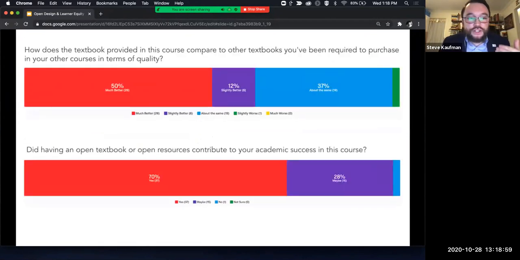So you can see that just through aggregating our data across these 5 projects, did having an open textbook or open resource contribute to your academic success? Across all 5 of our projects, 70% said yes, 28% said maybe. They weren't necessarily sure. I had 1 no because that student said, I prefer printed textbooks, and that's totally fine. OpenStax allows you to actually print them and have it sent to you for free.